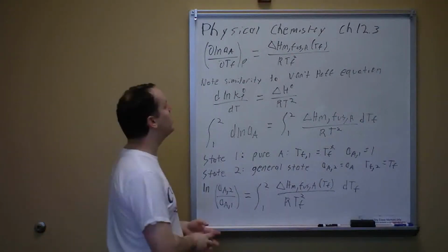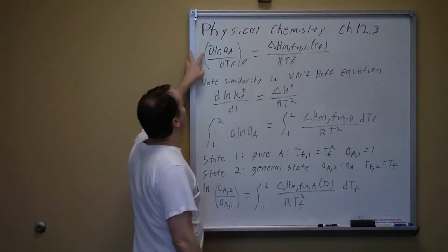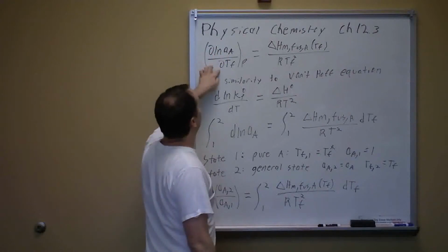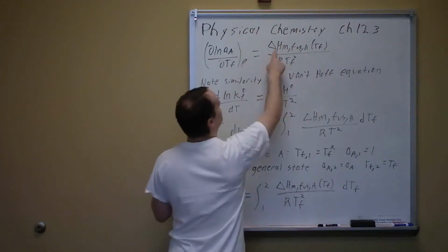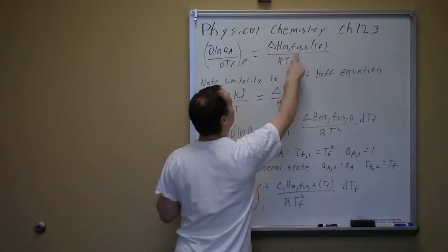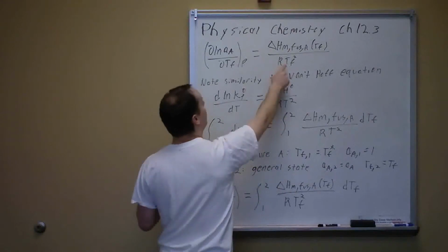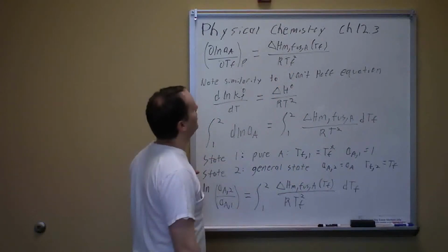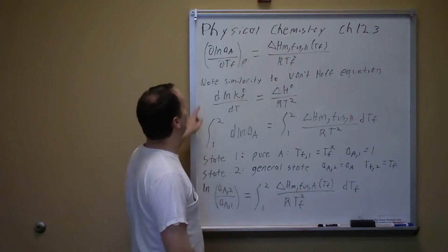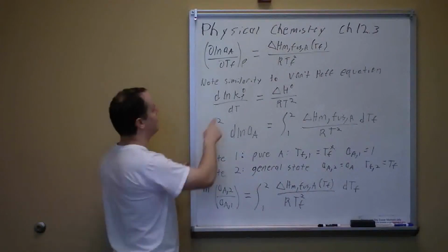Continue on physical chemistry, chapter 12, section 3. So now we've got the derivative of natural log of the activity of substance A with respect to the freezing point temperature, holding pressure constant, is equal to the change in the molar enthalpy of fusion for substance A at the freezing point temperature divided by R, the gas constant, times the freezing point temperature squared. Notice how similar that is to the Van 't Hoff equation we learned way back in chapter 6.